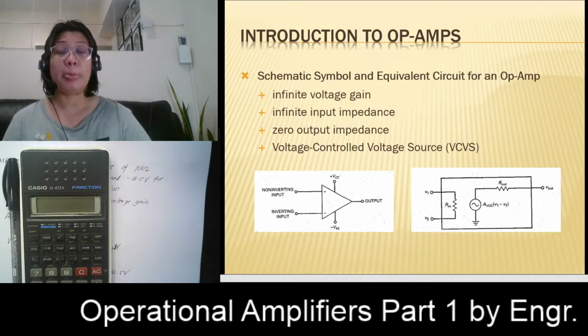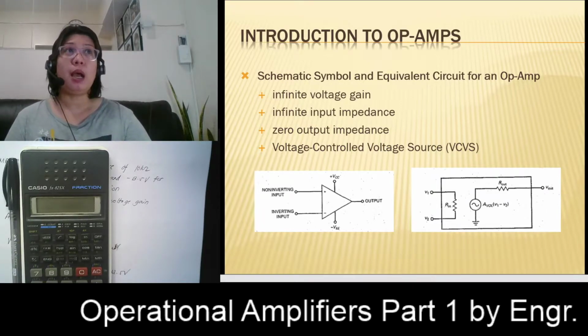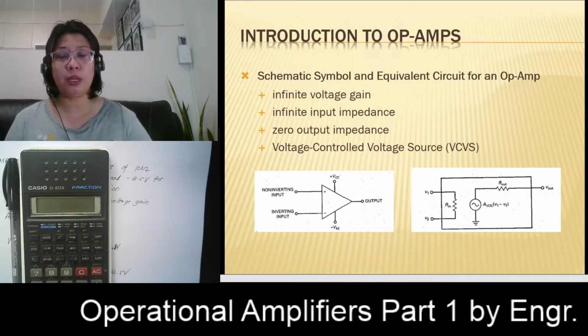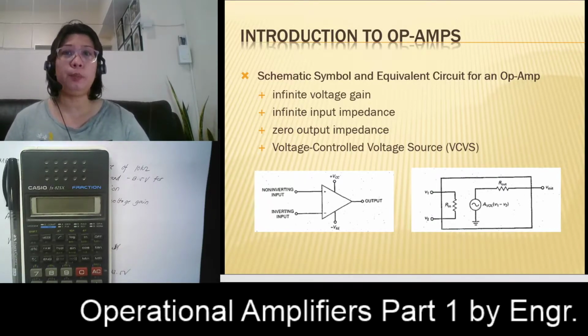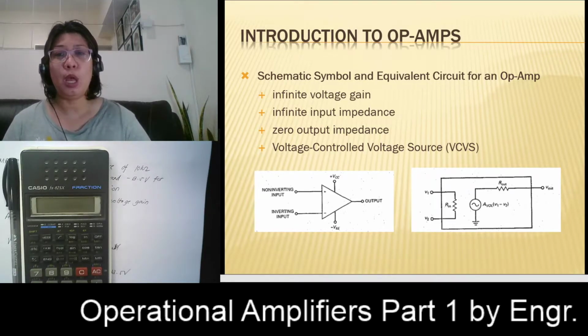As you can see, we also have two power supplies. You have a positive power supply, which is your plus VCC, and you also have your negative power supply, which is your negative VEE. Later on, we will be discussing that it is not just these five terminals that we are going to use on your op amp. There are still other terminals that we will be using.